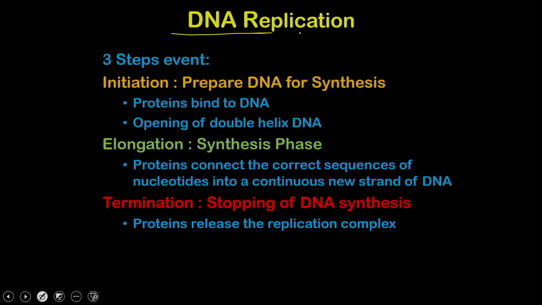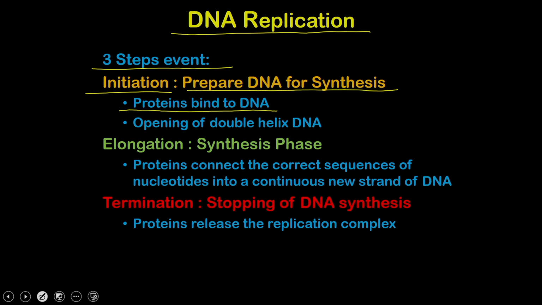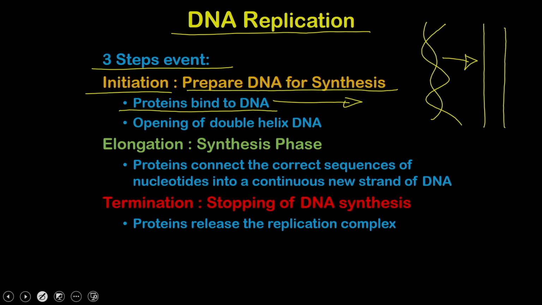DNA replication has 3 steps. It has initiation. In the initiation, the DNA is going to be prepared for the synthesis. What is meant by initiation is that in the initiation step the protein will bind to the DNA. You know the DNA is a double helical structure, so this double helical structure first has to be straightened, so first you have to remove the helicity of this particular DNA.